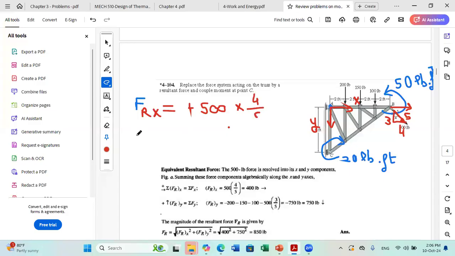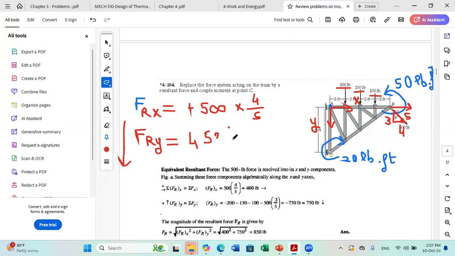I move now to the resultant in Y. So I have FRY equals to, now I have several forces to add. We considered the downward direction as positive. So I have 200 plus 150 plus 100. So the addition of these three is 450.